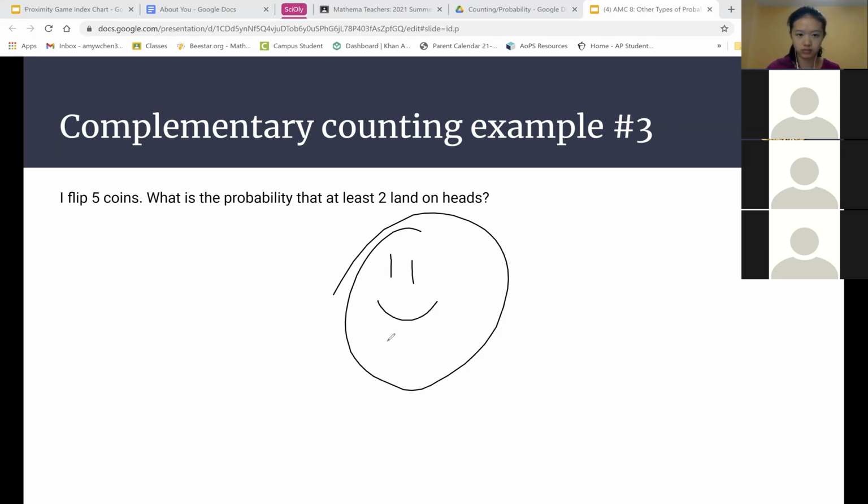Do we have to do this complementary way? Because I feel like it's the same either way. I would prefer for you to do complementary, because if you decide to not use complementary counting, you'll have to find the probability that lands 2, 3, 4, and 5 heads. But if you do complementary, you just need to find 0 and 1. Like at most 1, not at least 2.